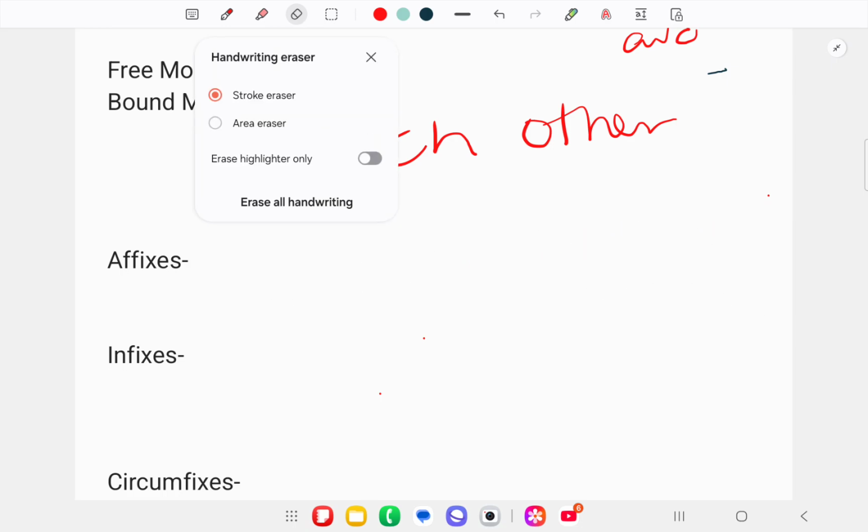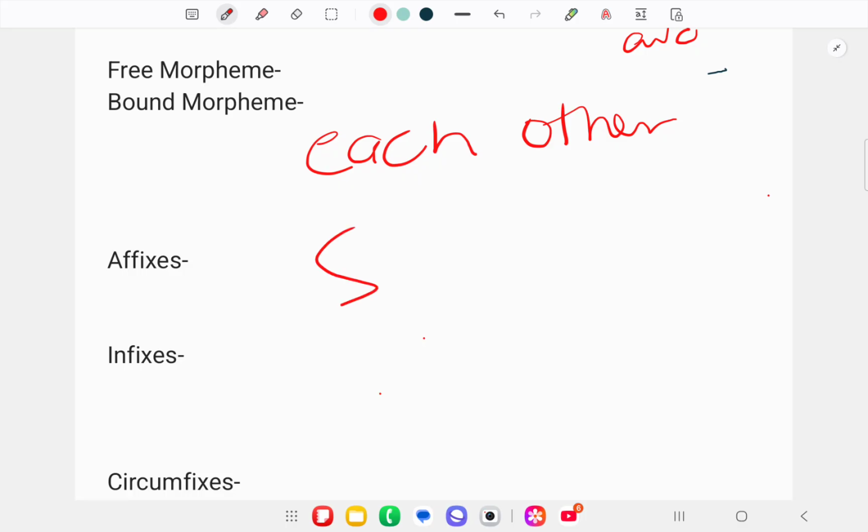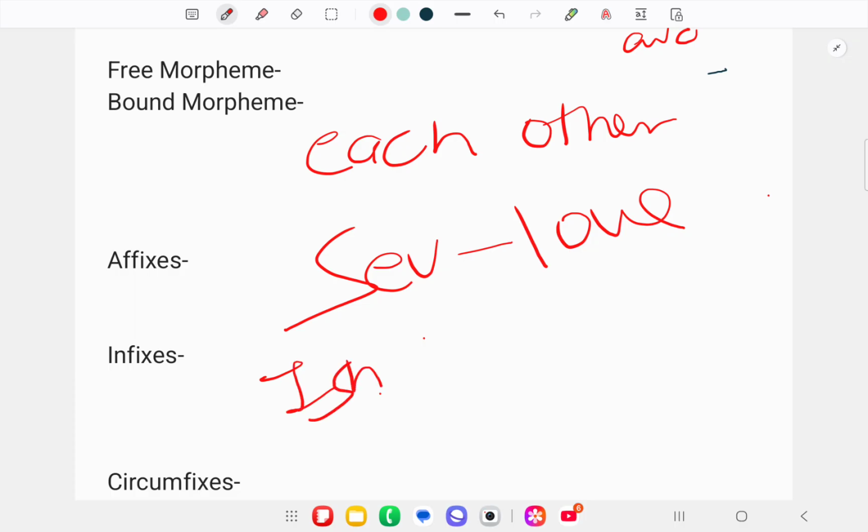If we say sev, sev means love, but if we attach ish, then it means each other. Actually, why do we attach ish here? We have the same phenomenon in English, like when we make the plural of English words we attach es. In the same way, they also attach sh and ish. So this is similar to English.